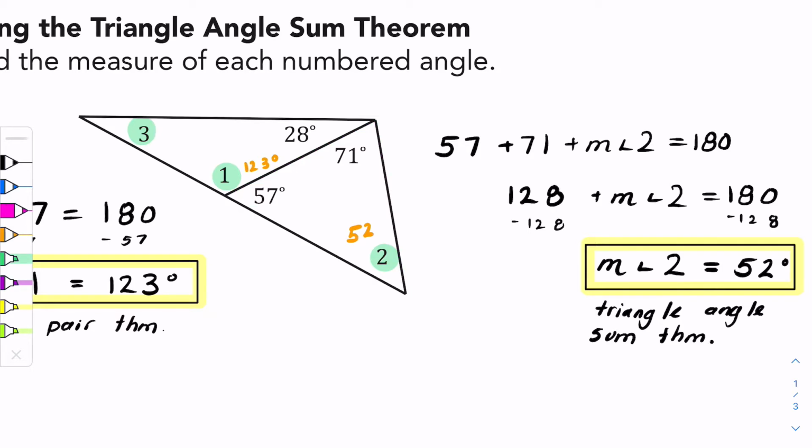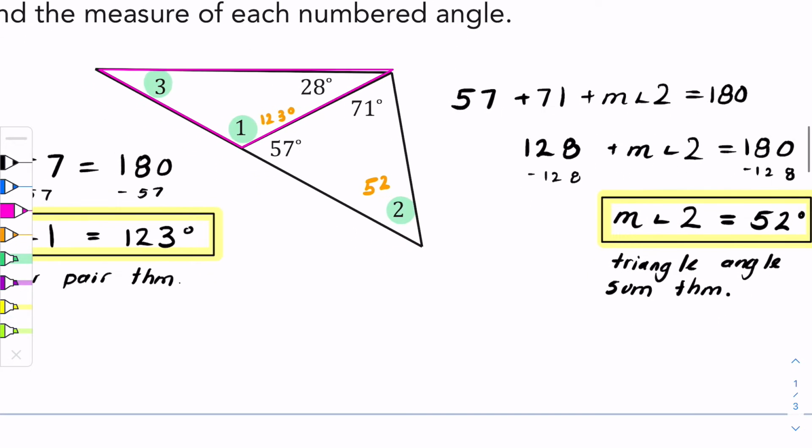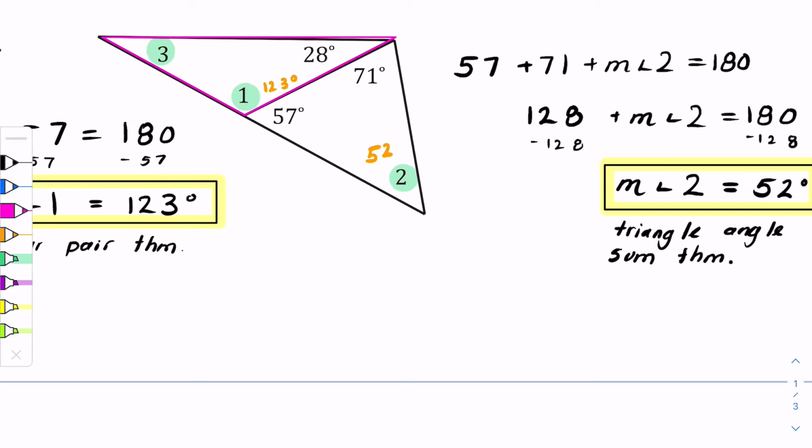Lastly, I'm going to solve for the measure of angle 3, and the measure of angle 3 falls within this smaller triangle here. You could also use the larger triangle, it just is a little bit more work if you do that. So I'm going to use the smaller triangle I highlighted in pink, or I traced over in pink. And I'm going to recognize that I know this angle is 123 plus 28 plus whatever angle 3 is going to add to 180 degrees because the interior angles of a triangle sum to 180 degrees.